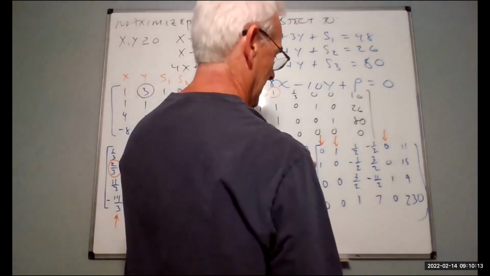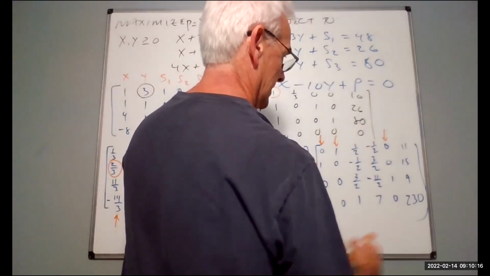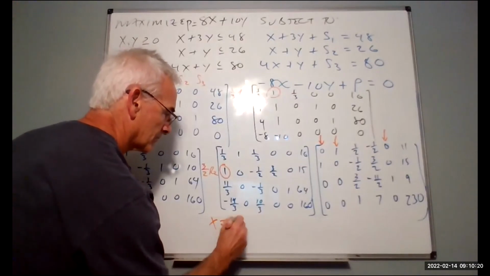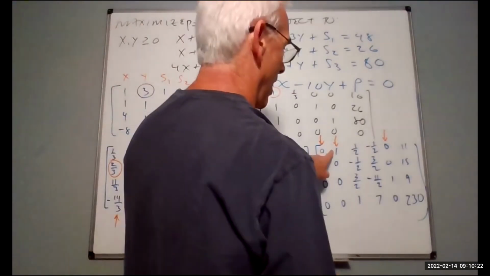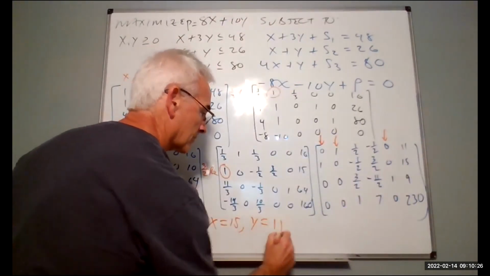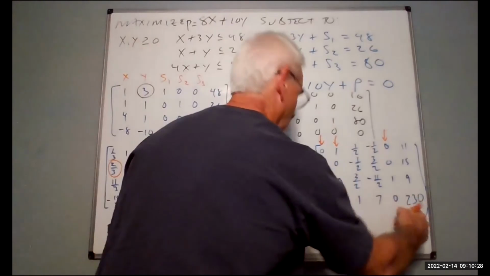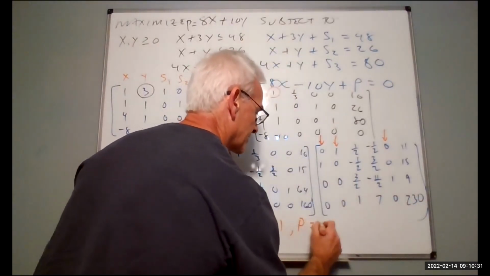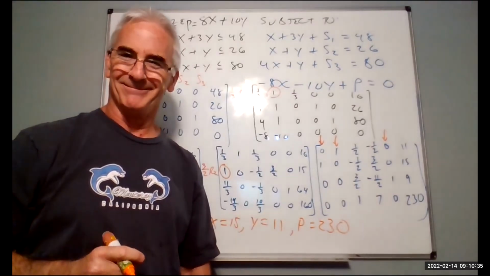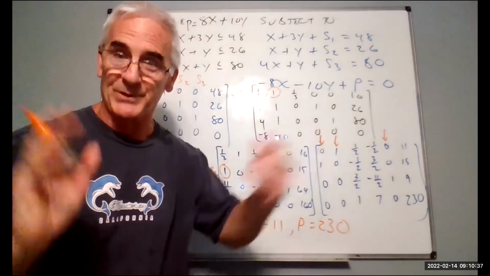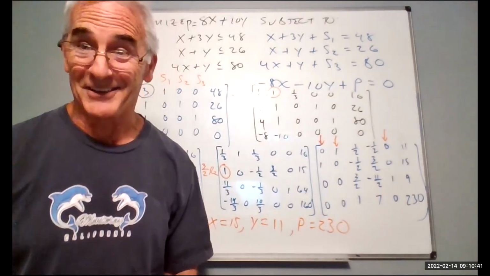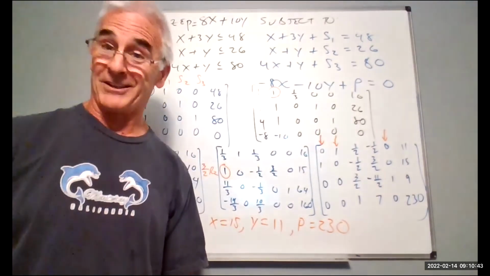What does this say? It says that X is 15. It says that Y is 11. And it says the profit is 230. Does that sound familiar to anybody? Is that exactly the answer we got when we drew the picture and did it that way? Yeah, it's exactly the answer we got doing it the other way. Well, that's kind of cool.